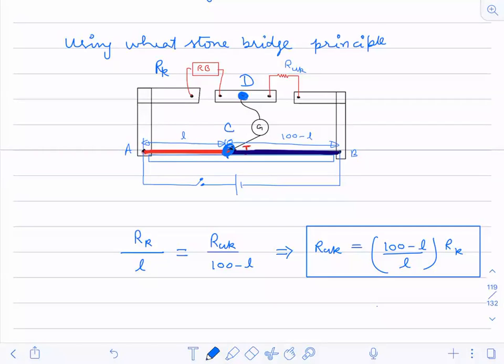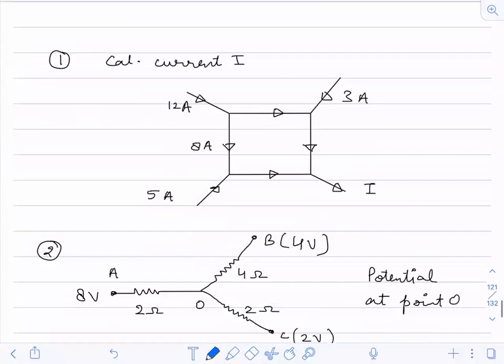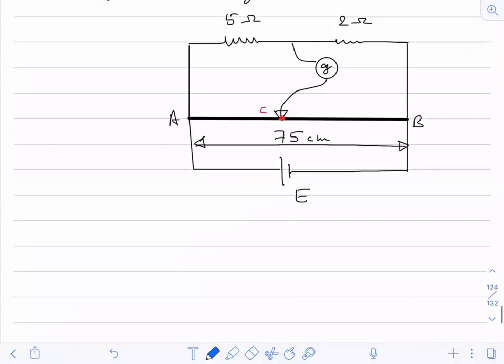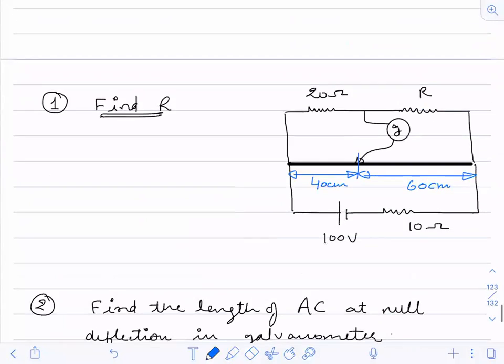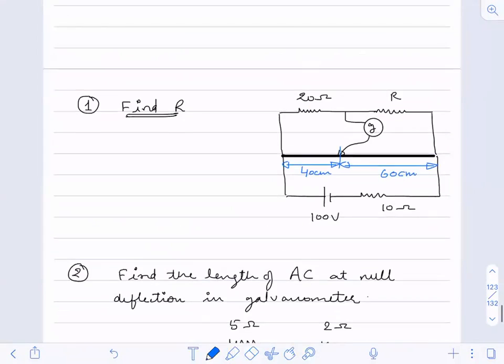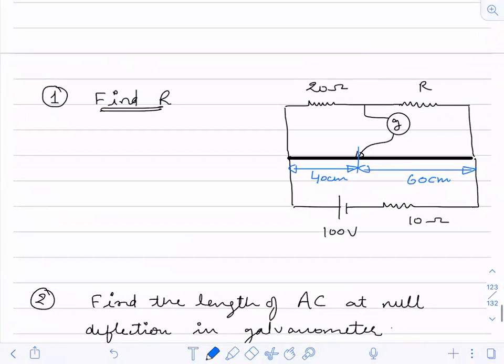So let us do one problem on this now. This is the first problem in front of your screen. We have to find out R. This R is an unknown resistor. We have to find out that value.